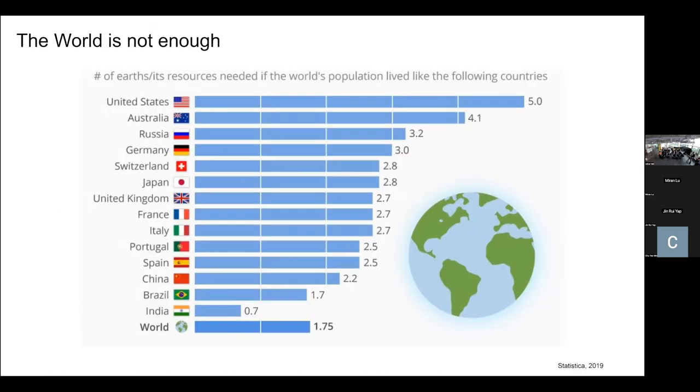And at the same time, if we look at how we consume materials, for example, if we look at Austria, the way that Australians consume raw materials means that we would need 4 times Earth's available resources. So if we consume the way Australians do, the Earth is not enough, because we need 4 times the Earth.